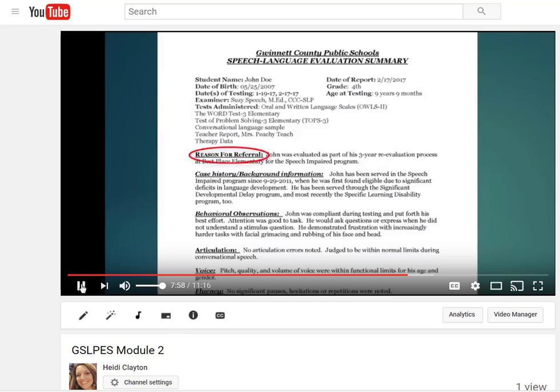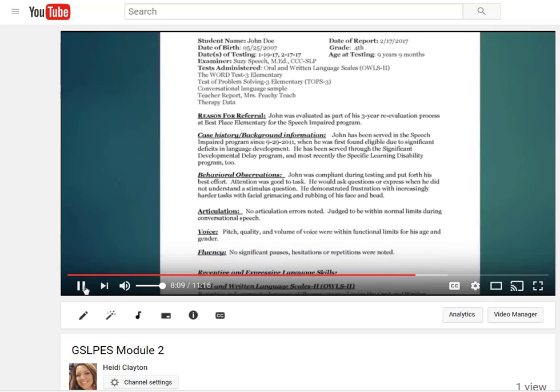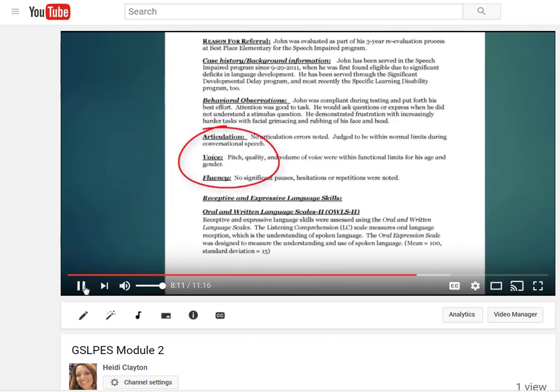The reason for referral or evaluation should be noted. Case history should note any pertinent information collected in record reviews, parent, and/or teacher reports. This student's domains of articulation, voice, and fluency were measured informally with conversational sampling.